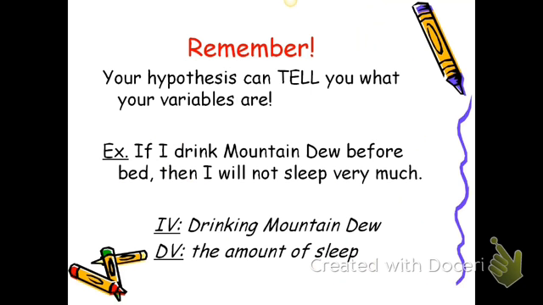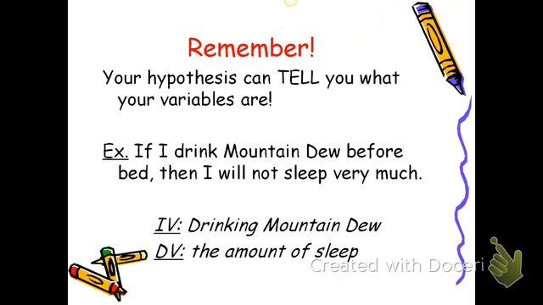When you're writing your hypothesis, and we're going to get that in just the next slide, your hypothesis can tell you what your variables are. So your independent variable, the thing that you're changing. Here's your example. If I drink Mountain Dew before bed, you, the scientist, are deciding to drink Mountain Dew. That's the cause, and the effect is going to be that you will not sleep very much. So that's your dependent variable. It's dependent on drinking Mountain Dew or not. So if you don't drink Mountain Dew, then maybe you'll sleep better. So look at this hypothesis. Remember, I said it needed to be written as an if-then statement. So if I drink Mountain Dew before bed, then I will not sleep very much.